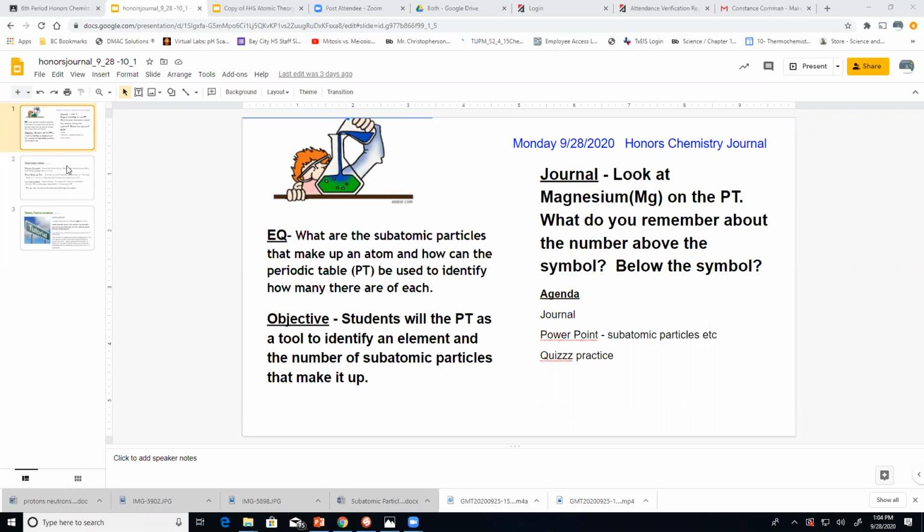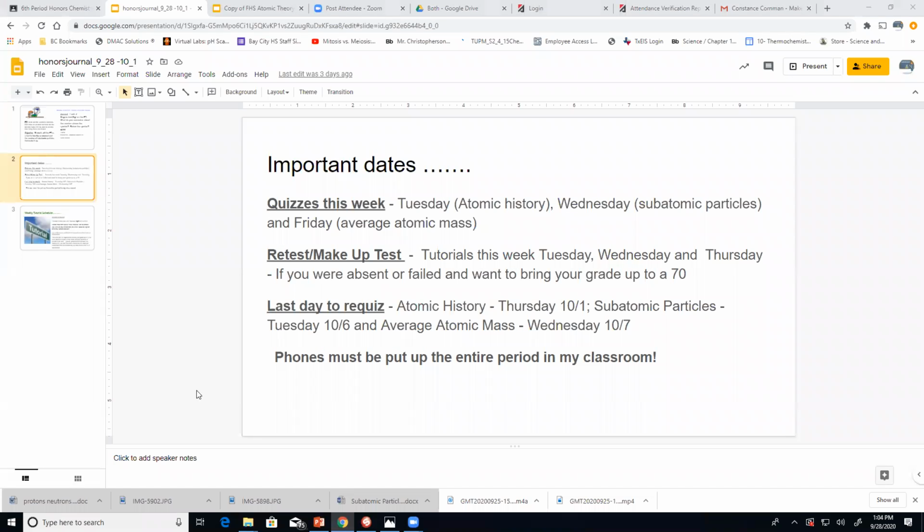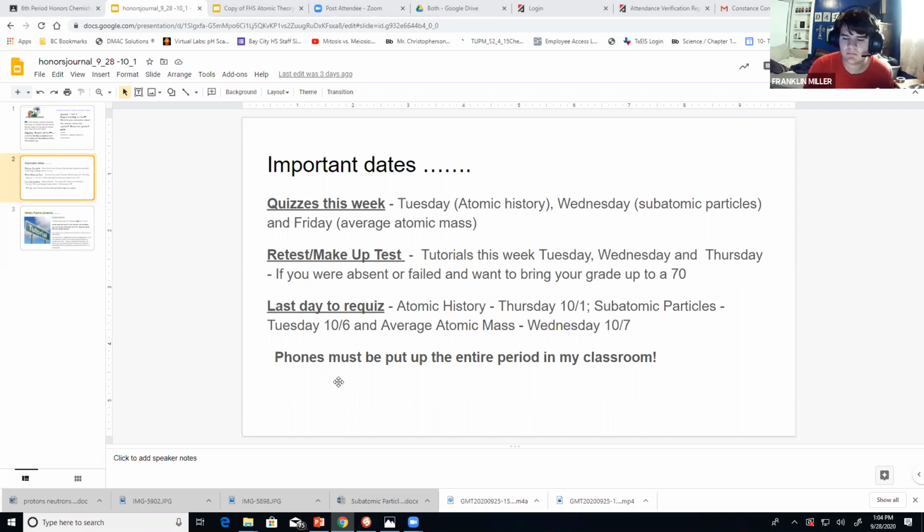You have 3 quizzes this week. Tomorrow, you'll have one over atomic history. So you need to study your notes. We did a little bit of notes, and also the notes that were in your Google Classroom that you used to fill out that paper. For those of y'all that did fill out the paper, some of y'all didn't do the assignment. And also then Wednesday, subatomic particles, which is what we're doing today, and Friday, average atomic mass.